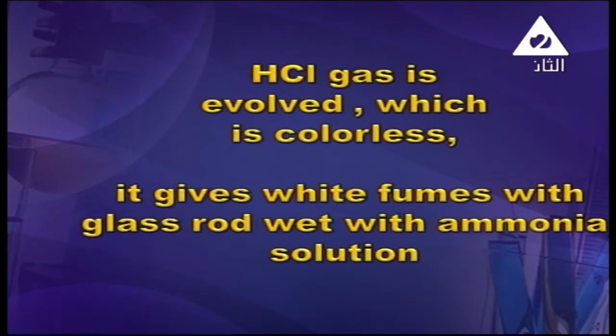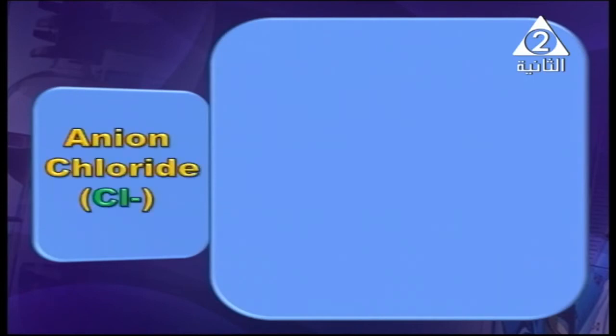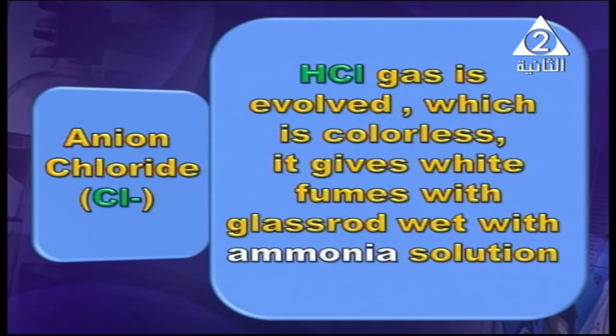HCl gas is evolved, which is what? Colorless. It gives white fumes when a glass rod wet with ammonia solution is passed. Do you know what this means? Detecting Cl negative. Chlorine, very important to say that. Look, my dear, anion, chloride. Cl what? Cl negative. What do you have? HCl gas. Hydrogen chloride gas is evolved.